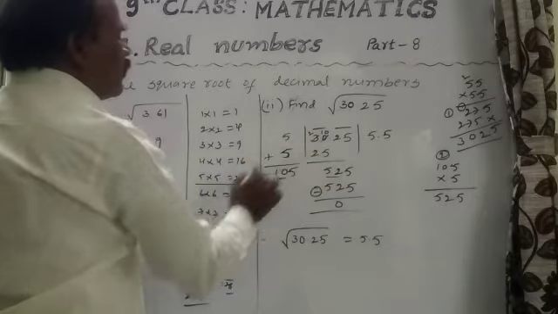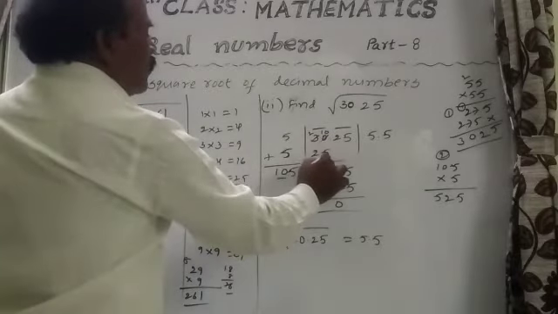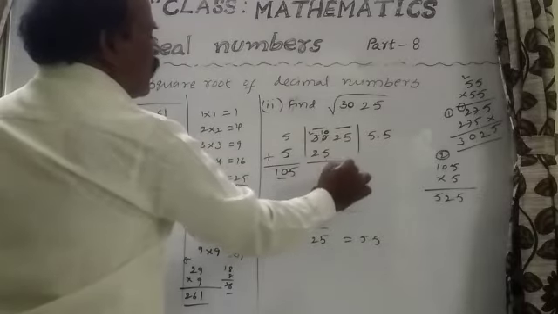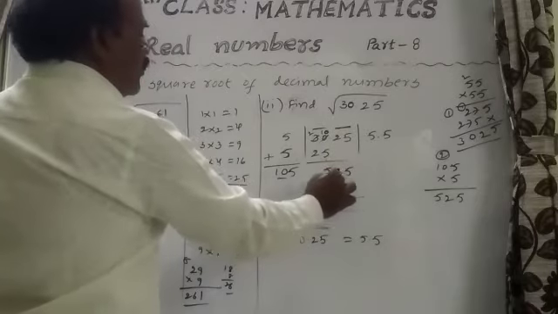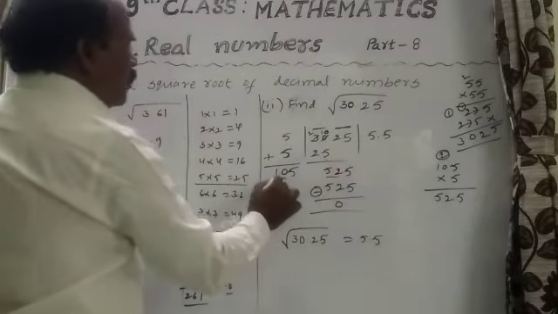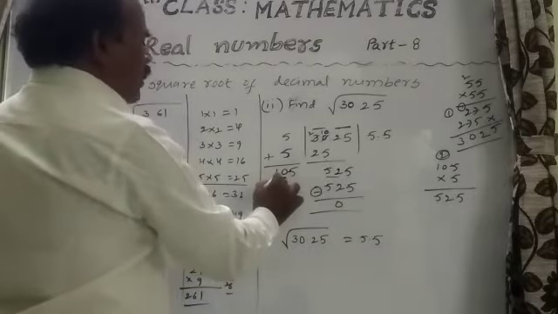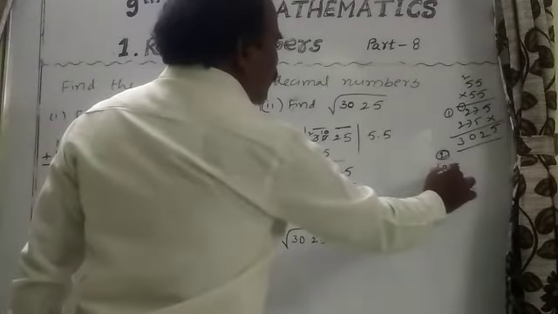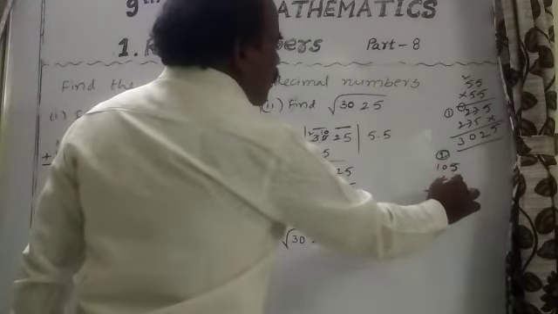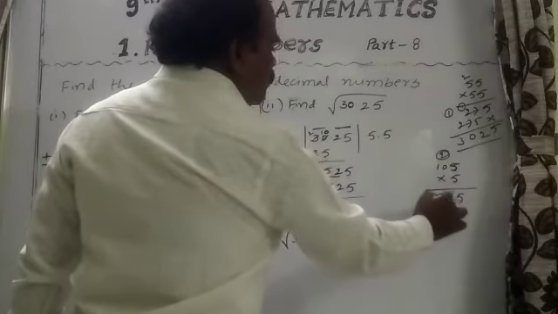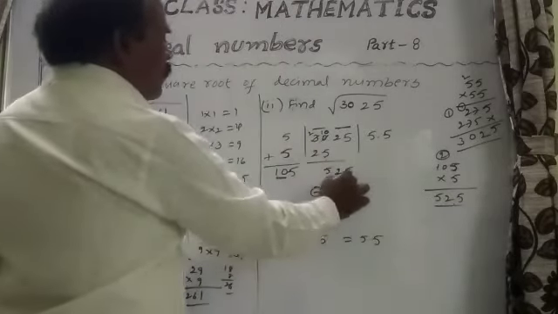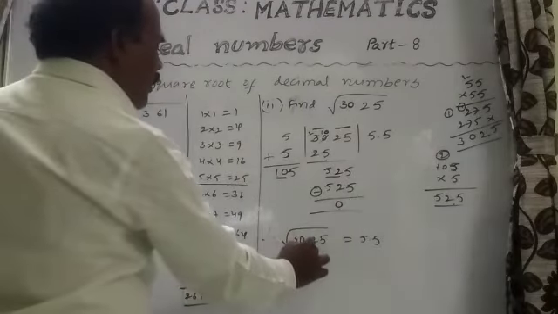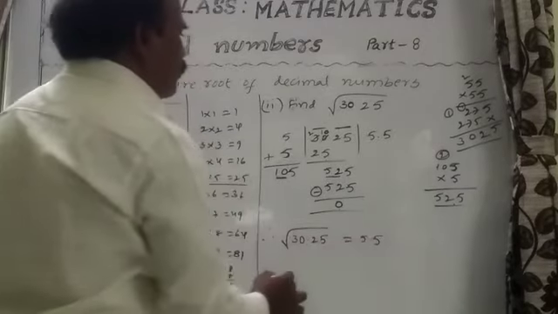5 right here. 5 5s are 25. 30 minus 25 is 5. Take the next pair of digits, 25. 525. Here 10 is there. 10 5s are 50. That's why after 10 take the 5 and multiply with the 5. 5 5s are 25, 5 1s are 5. 525. Then the remainder is 0. Therefore, square root of 30.25 is equal to 5.5.